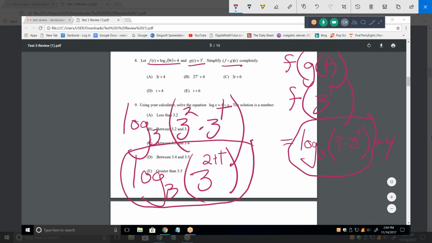But at this point, we have that. Now, notice the advantages of writing it like this. We have log base 3 of 3 to the 2 plus t. What's that equal to? Just 2 plus t. Now, why isn't that one of the answers? Because that's definitely 2 plus t.